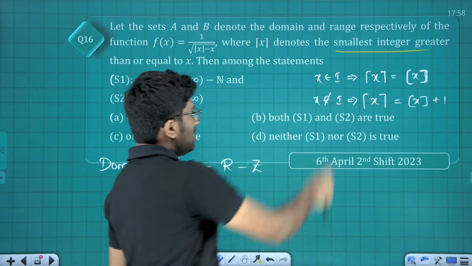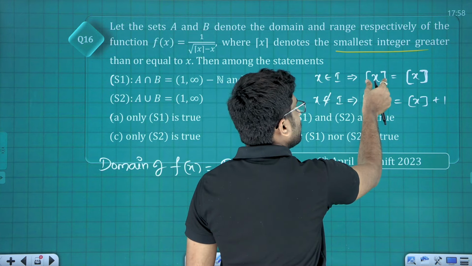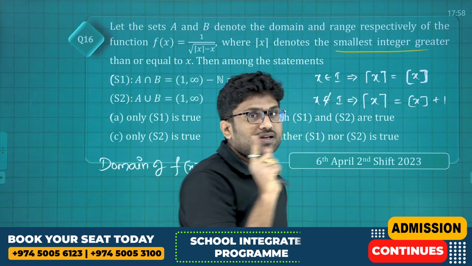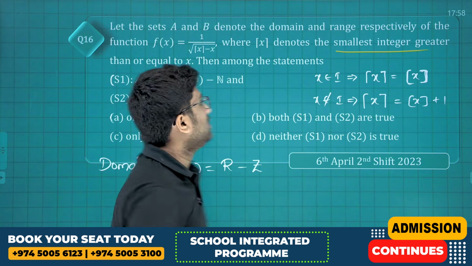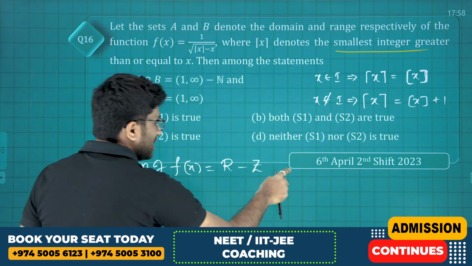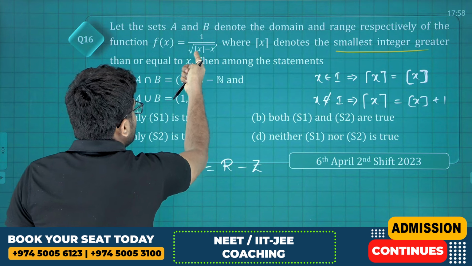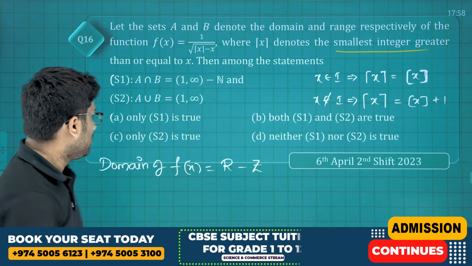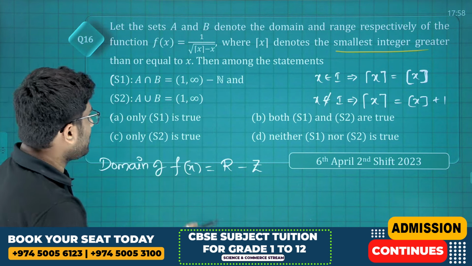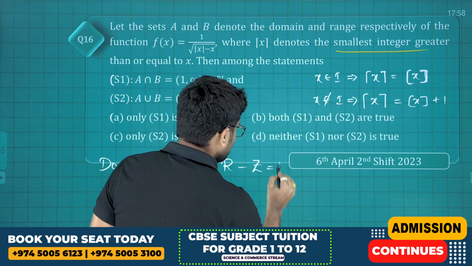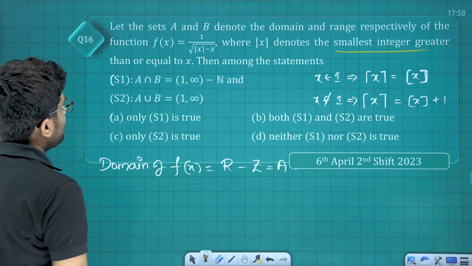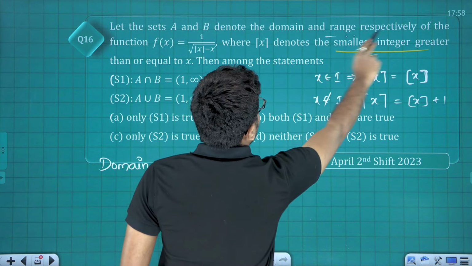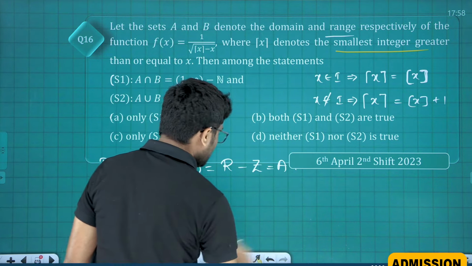Clear? Because for x belongs to integers, the smallest integer greater than or equal to x will always be equal to step x. Now again, when x is an integer, step x is equal to x. So step x minus x will be 0. Okay. So this is the domain of f of x. That means this is our set A. Next, what is set B? Set B denotes the range.